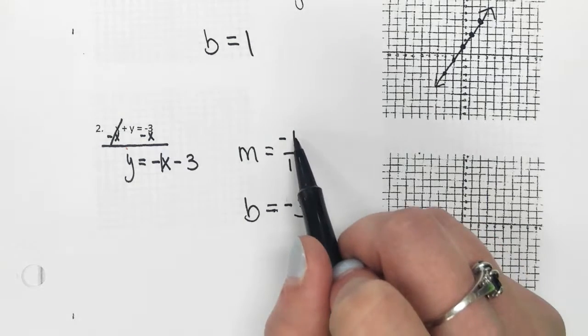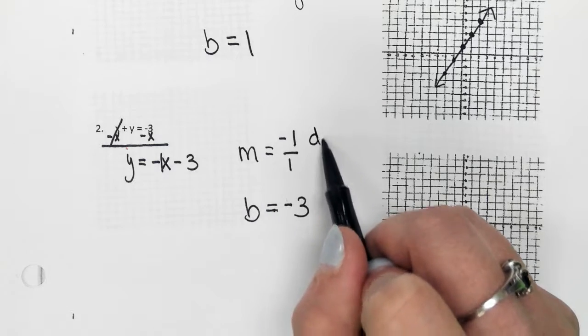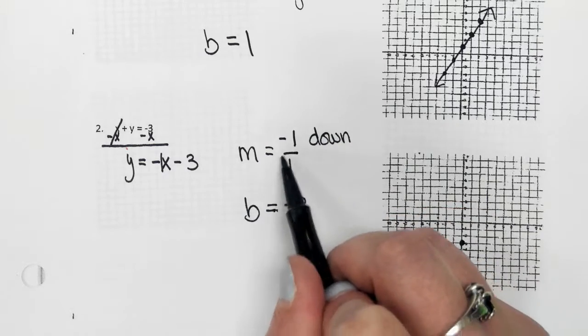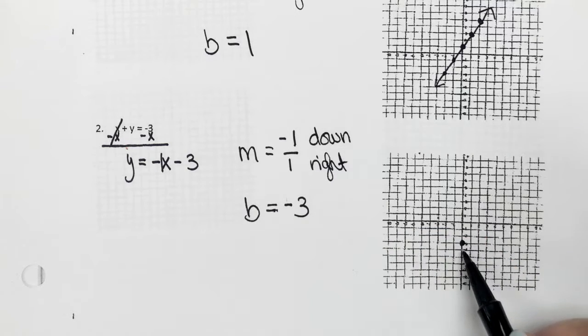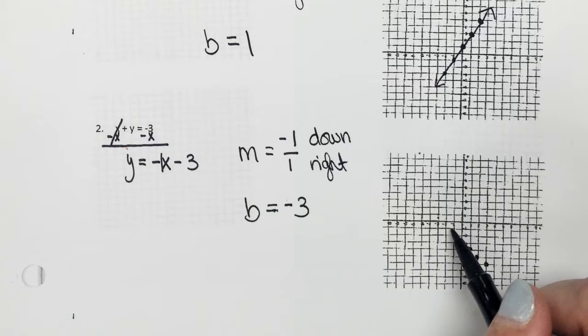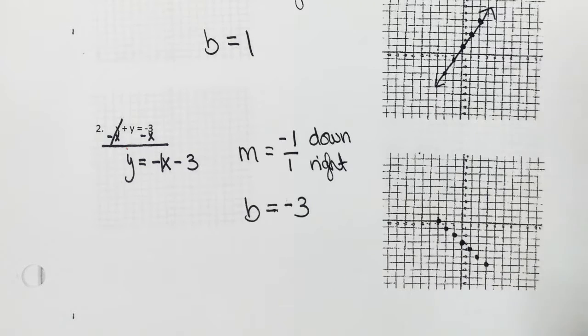All right, what does this negative 1 tell you to do? Up or down? Down. And this one's positive, so that one tells you to go right. There you go. So we're going to go down 1 and right 1. What's the opposite of going down 1, right 1? There you go, up and left. And you can make it as big as you want.